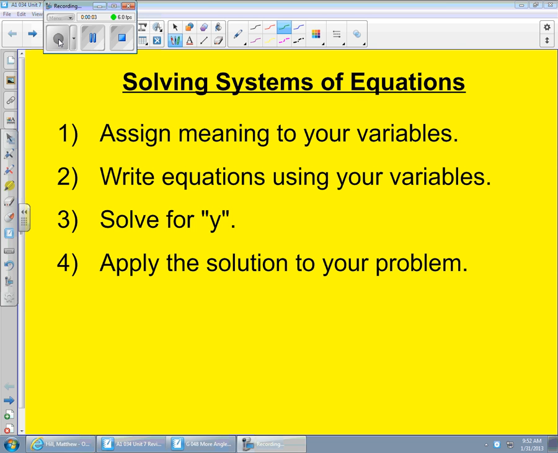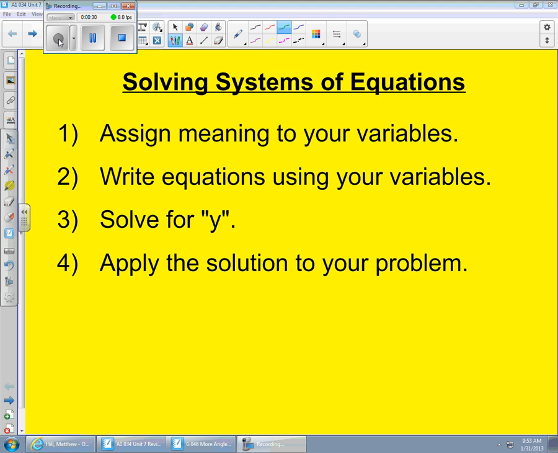Okay, we are reviewing for our test, which is tomorrow, on systems of equations. A little bit of basic strategy as far as how to tackle a system, and you should have heard this several times over by now. The very first step when you're looking at an application problem, a word problem or whatever the case may be: if they do not assign meaning to your variables, that's the first thing you need to do. You need to assign a meaning to your variable.